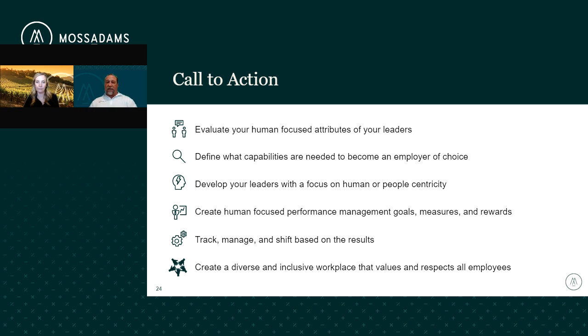That is a great example of a very simple reward, whether that's through your performance process or an ongoing process or system. Track and manage, and then shift based on the results. One of the things that I hear a lot when we go in and talk to clients about redefining their leadership strategy is, well, I don't see results. I don't want to invest too much because I didn't get a return.